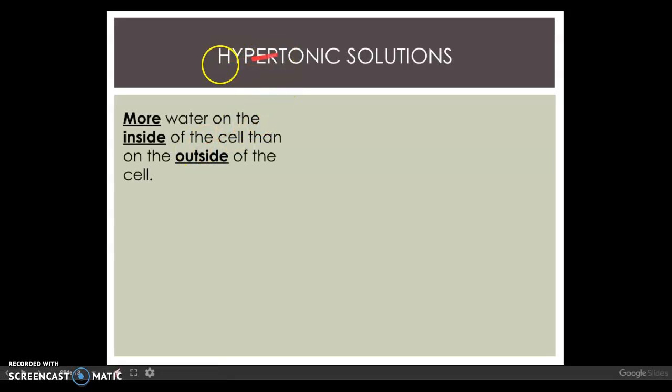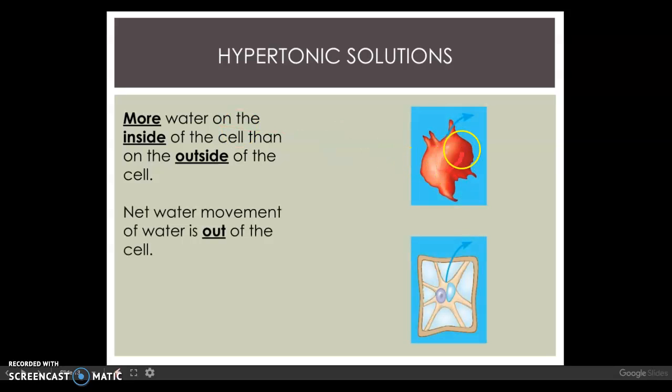In a hypertonic solution, there is going to be more water on the inside of the cell than on the outside of the cell. And since things will move from a high concentration on the inside to a low concentration on the outside, my water movement is actually going to be out of the cell. Okay, this is my animal cell here, and this is a plant cell here. Notice that a plant cell will kind of stay the same because of that cell wall. Only the cell membrane, which is here, will shrink.